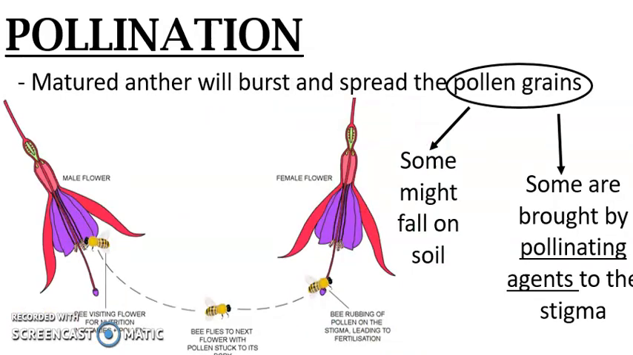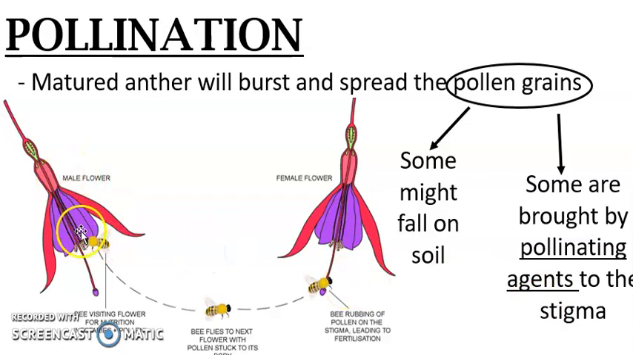Okey, so ini akan berlaku sekiranya ada haiwan pembawa biji benih. So matured anther, anther yang matang will burst, dia akan pecah and spread the pollen grains. Some might fall on soil, setengahnya jatuh di atas tanah. Some are brought by pollinating agents to the stigma. Setengah biji benih akan dibawa oleh ejen pendebungaan, contohnya lebah, kepada stigma.